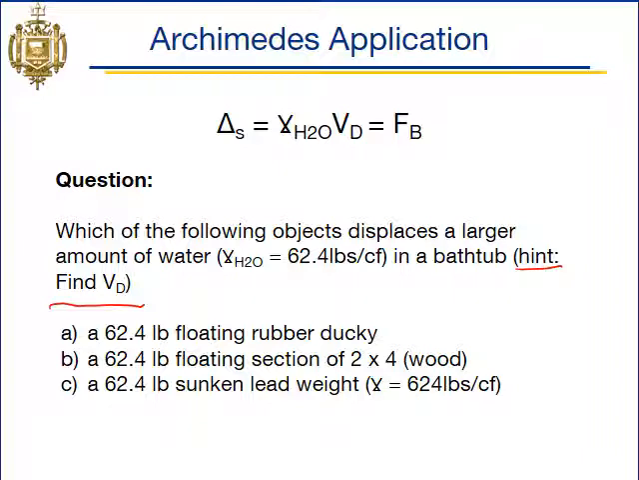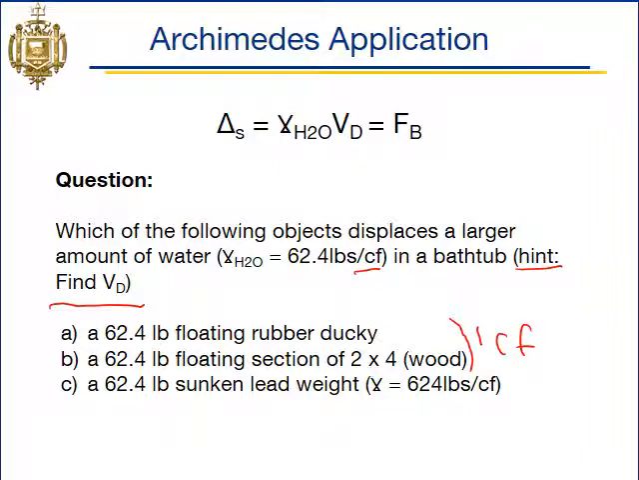All right, welcome back. So hopefully everybody figured out that there's no real difference between A and B. They're both floating, and they're both 62.4 pounds. So both A and B are displacing 1 cubic foot of water, right? CF here means cubic foot. So both A and B are displacing 1 cubic foot of water.